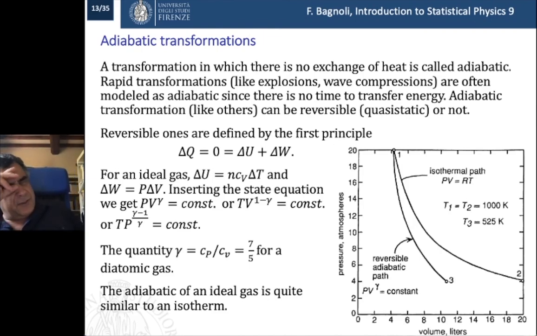Another interesting transformation is the adiabatic transformation, where there is no exchange of heat. In general, a rapid transformation, here clearly we have to use several approximations, because we have seen that rapid transformations in general are not in equilibrium, so they cannot really be represented in the Clapeyron plane. But if the system is small enough, you can assume that it is not very far from being homogeneous. And since it is extremely rapid, for instance, explosions or wave compressions, for computing the speed of sound in air, one has to use an adiabatic transformation, because in the time that the wave passes, the system has no time to exchange heat with the surroundings.